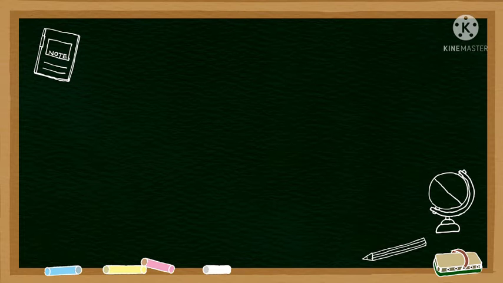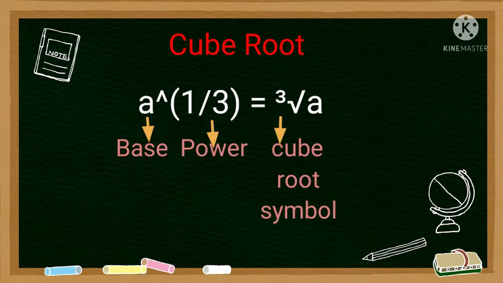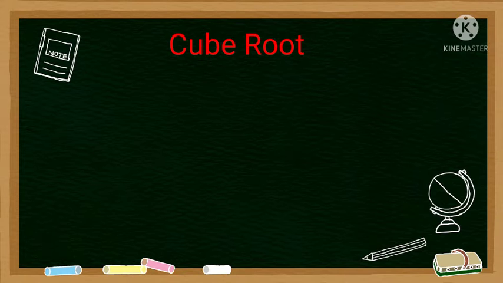Now since you know about the cube of a number, let us define the cube root of a number. Any base having the power 1 by 3 is called the cube root of that base and is written as shown. This is the basic definition of a cube root. But what does it mean? Now let us understand it.